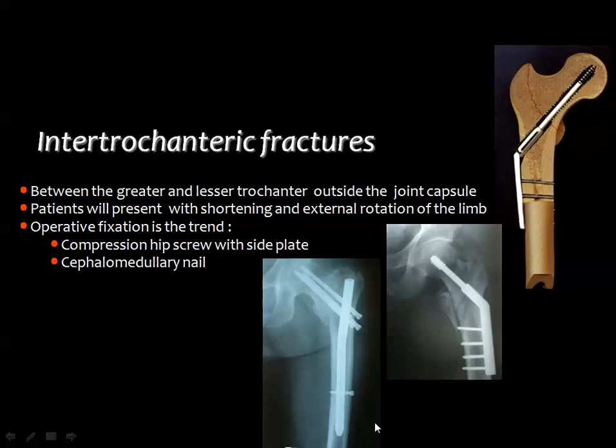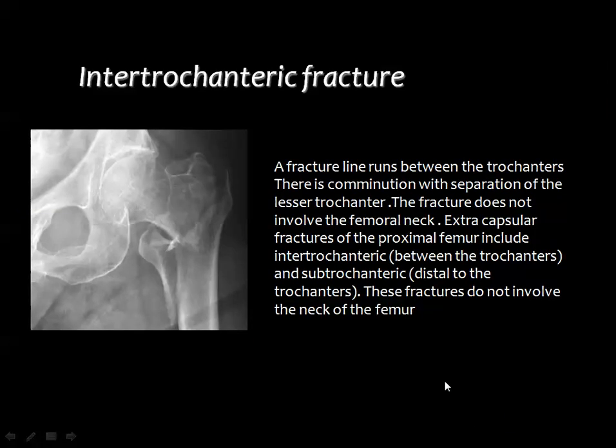And these are the ways for fixation of intertrochanteric fractures. Either you use the compression hip screw with side plate like this one, or you use the cephalomedullary nail like this one. And this is an intertrochanteric fracture, which is considered an extracapsular fracture going through the greater and lesser tuberosity with some displacement, as you can see here.